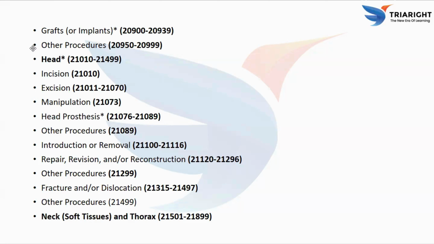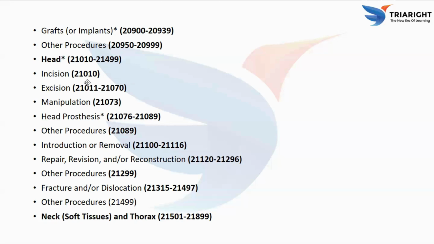Procedures which do not fit neatly into incision, excision, or graft categories are placed under the other procedures category. Example, specialized corrective procedures. And the first region is head. The procedures done under head are listed under the code ranges 21,010 to 21,499. So CPT codes for head, skull, and facial bones. It includes trauma, tumors, and deformities.